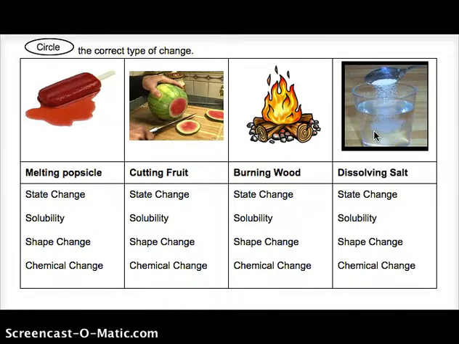The last picture says dissolving salt. If you poured salt into water, what type of change would that be? State change, solubility, shape change, or chemical change? Dissolving salt. Go ahead and circle the best change to represent dissolving salt.